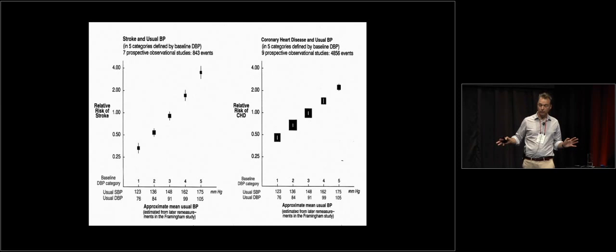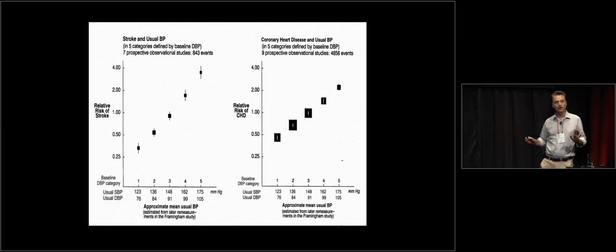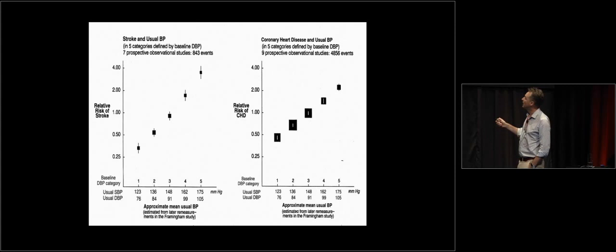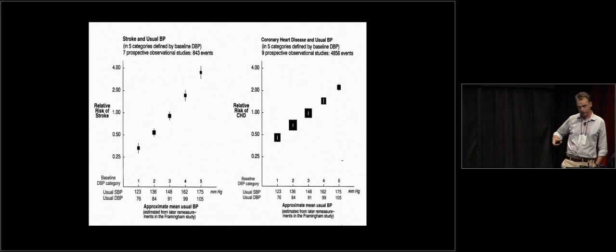We know there's this log linear relationship between cardiovascular risk and blood pressure. So risk is on the y-axis here. You might not be able to see that. And this is stroke on the left and coronary disease on the right. But essentially, for every 10 millimetres of blood pressure that you lower, there's a uniform reduction in risk. So that's great. If we lower blood pressure, we can lower cardiovascular risk and improve outcomes.